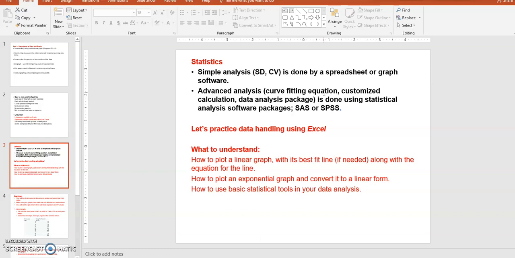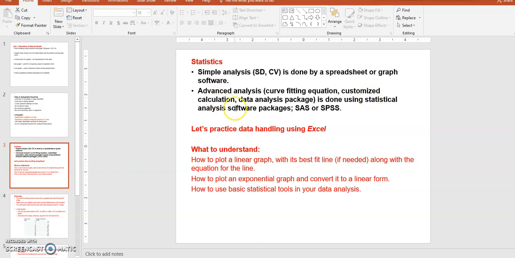Those are really important because when you use something called a standard curve in your assay to estimate the unknown amount of your proteins or whatever you're trying to measure, you have to have the equation from your best fit line or curve fitting line to be able to do the mathematical calculation. So we'll understand what that means by plotting some graphs today.